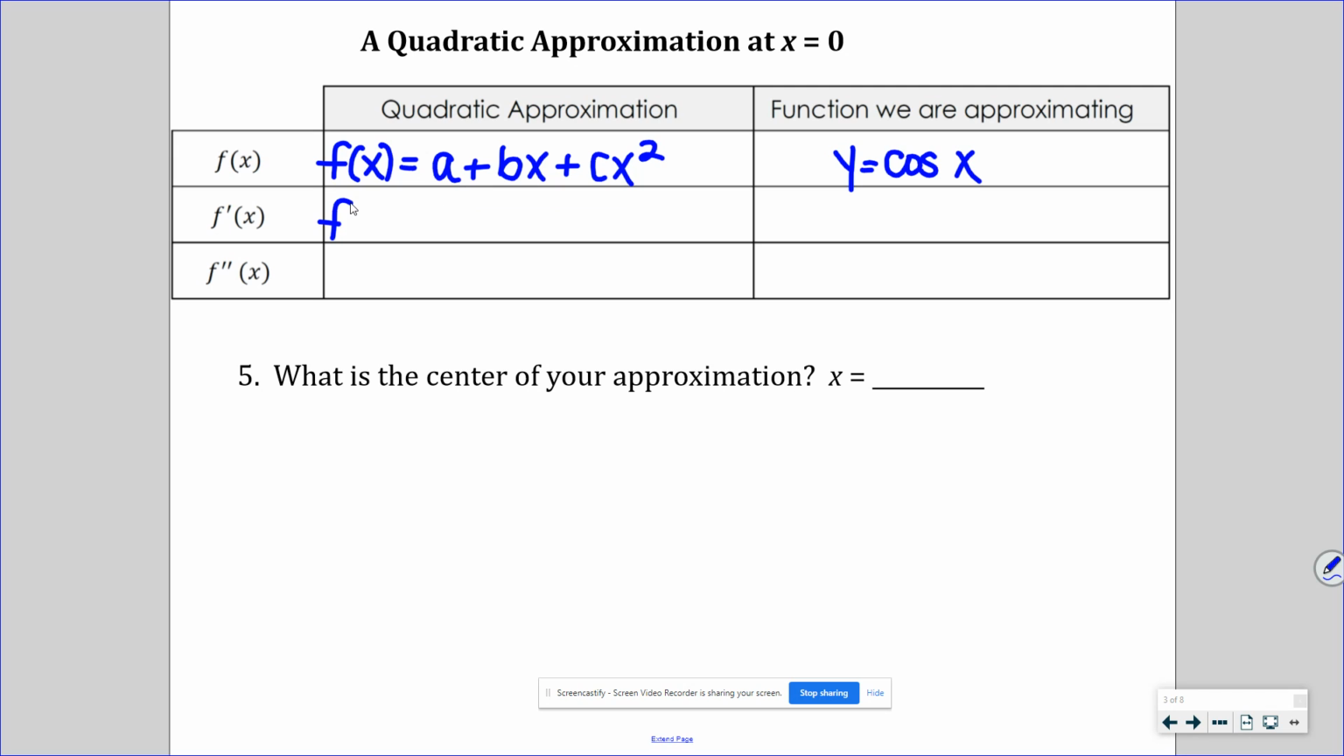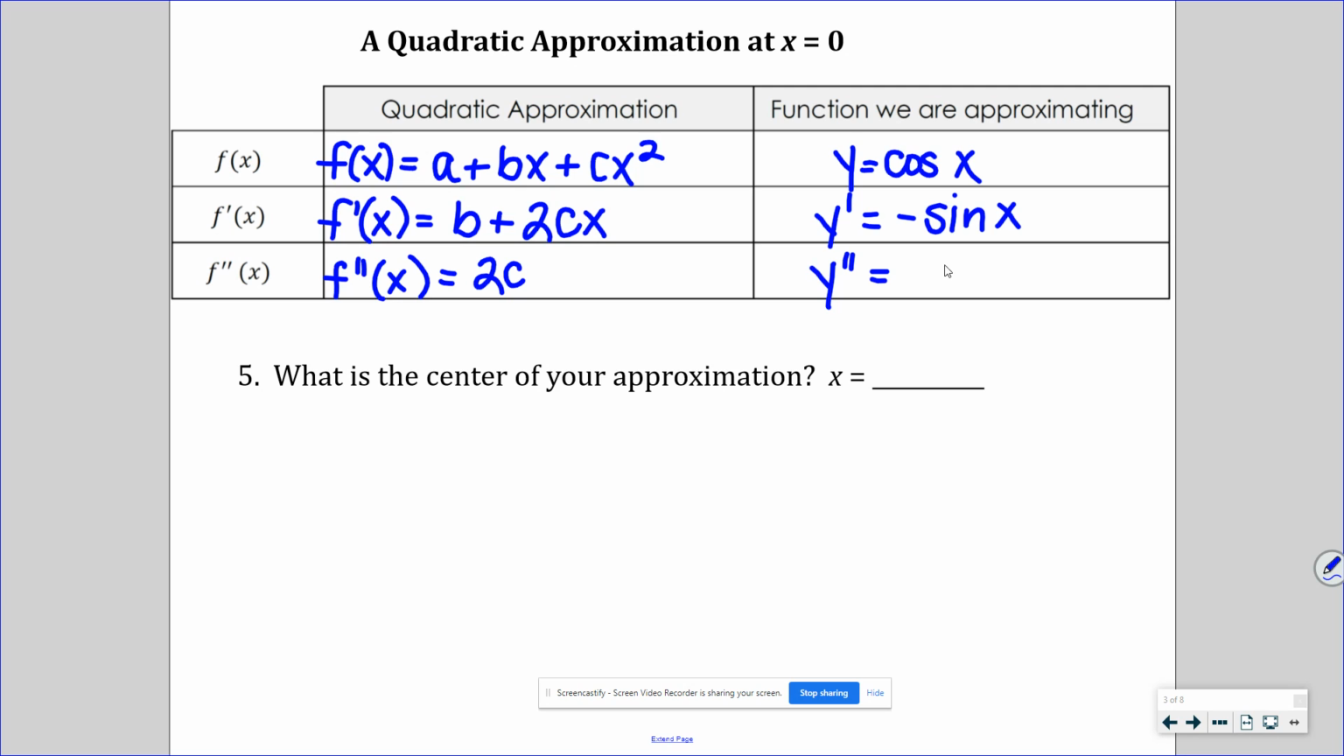Anyway, if we take the derivative, that's going to be our next move. The derivative of this would be b plus 2cx. The derivative of cosine would be negative sine. Then it says take the second derivative, so that would give us 2c, and the second derivative over here would give us negative cosine. All of this is not making a lot of sense right now. Just hang tight and you'll see where we're going.